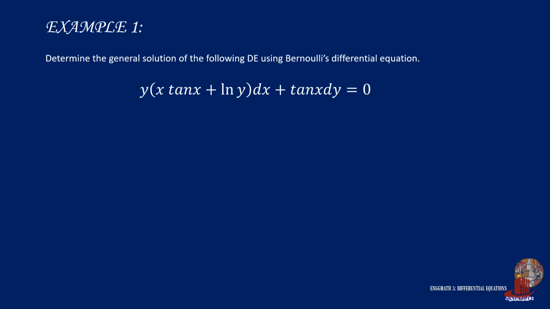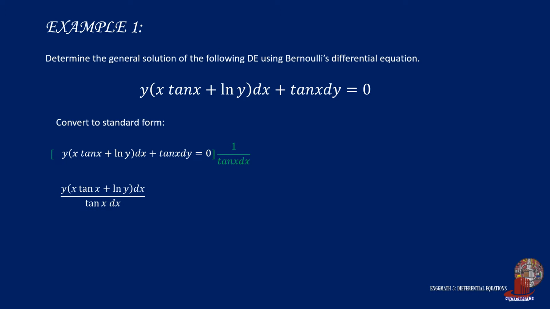Let's have the first example of finding the general solution of the equation y times the quantity x tangent x plus ln y, multiplied by dx, plus tangent x dy, is equal to 0. Start with transforming the given equation into the standard form. It will be easy to start the simplification by isolating dy all over dx, and that is done by dividing the whole equation by tangent x times dx. By doing this, we can simplify the function by canceling dx on the first term and tangent x on the second term. Then we get the following equation.